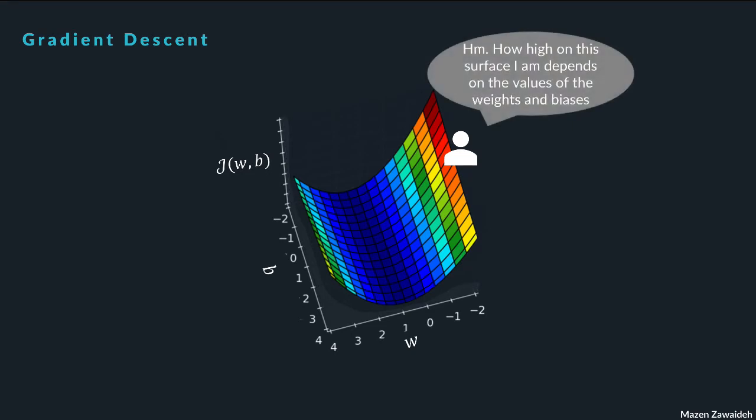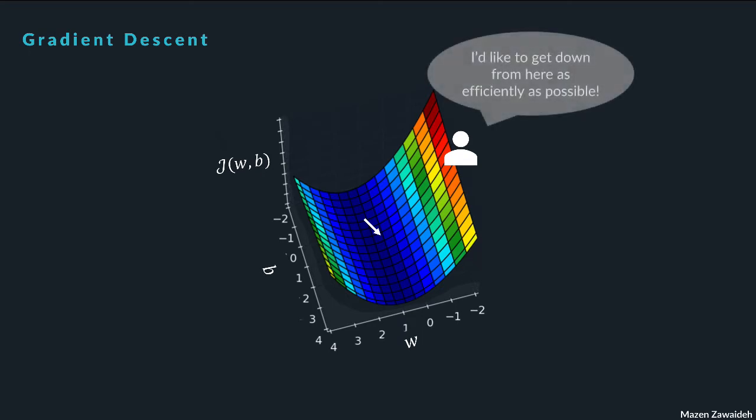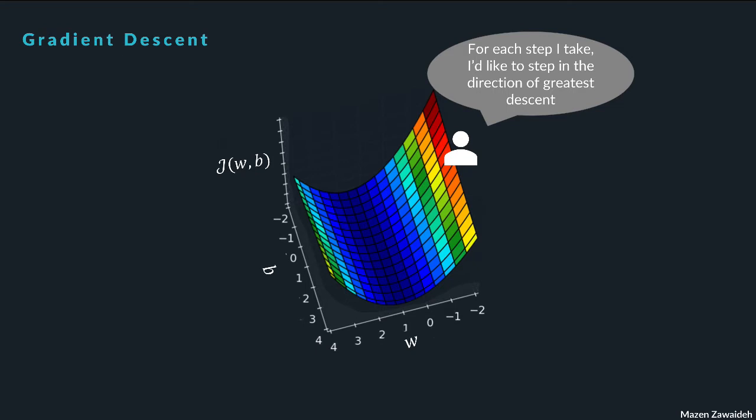Now you don't like heights much, so you'd like to end up here, which is where the cost has reached a minimum. You'd also like to get here as quickly as possible. Let's be more specific. For each step you take on the surface, you'd like that step to be in the direction that allows for the greatest descent down the surface.